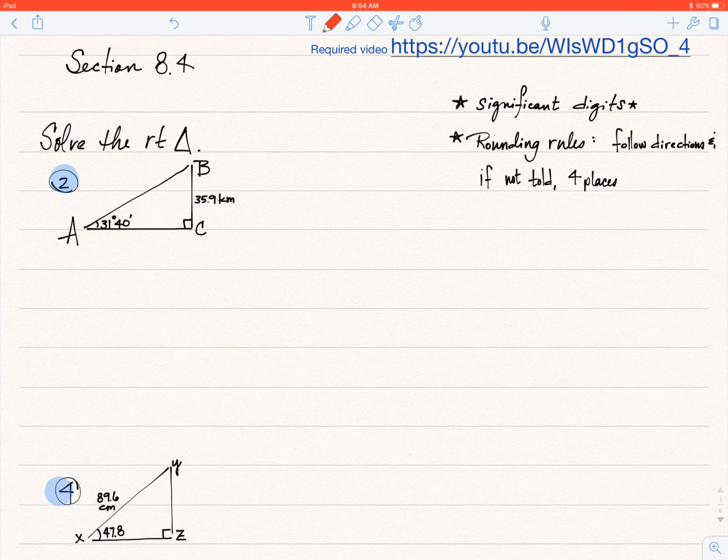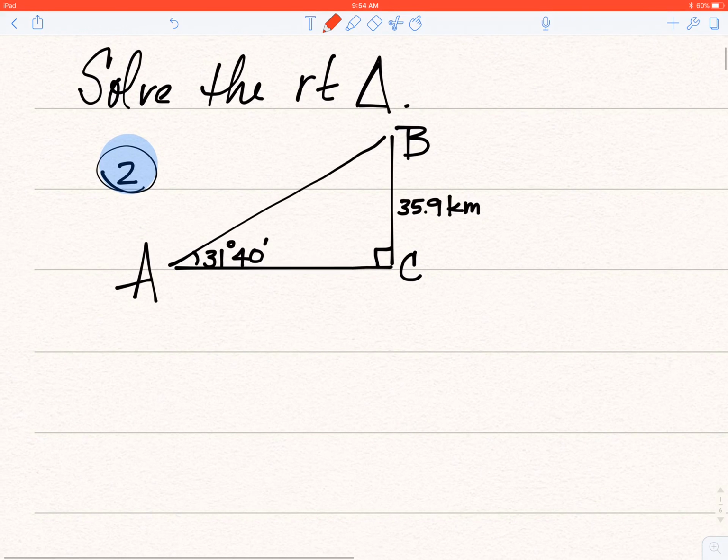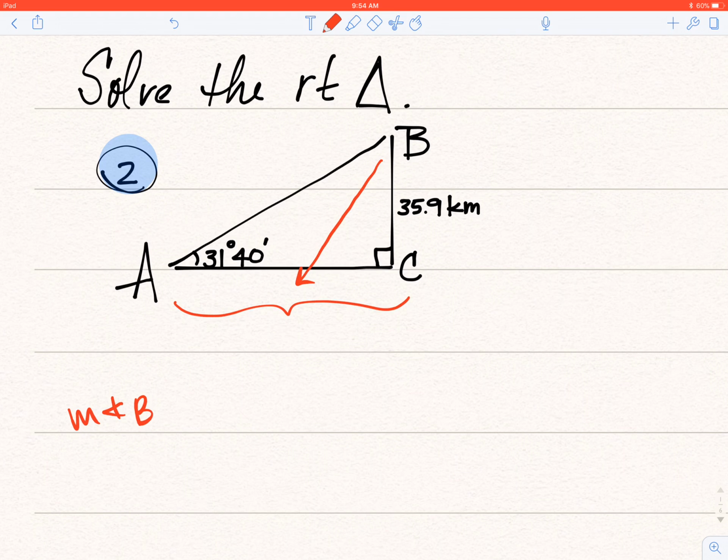So the first thing that you want to look at for number 2 is what exactly is missing. So you know that you need to find the measure of angle B, that's missing. And you also know that you have to find two sides. The first side is this one right here. Remember that sides are named with lowercase letters opposite the angle. So this guy, the angle opposite, is capital B, so that means that this is going to be lowercase b.